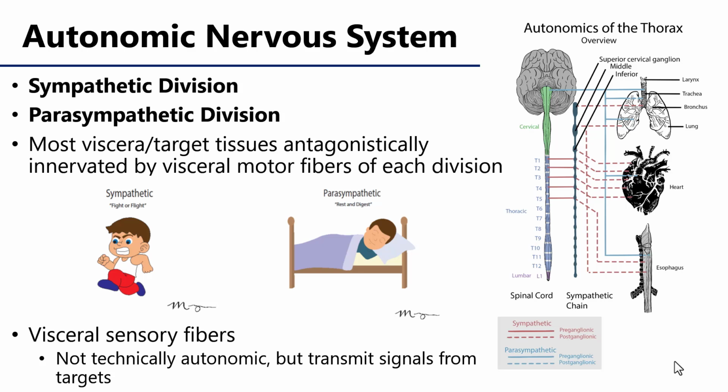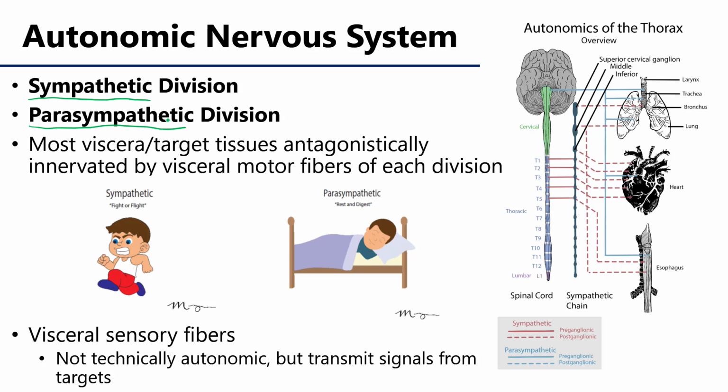Now, this system is rather elegant. There are two basic divisions, the sympathetic division and the parasympathetic division of the autonomic nervous system. The targets of the ANS are nearly all antagonistically innervated by the sympathetic and parasympathetic divisions. So for instance, the sympathetic division may increase heart rate, and the parasympathetic division may decrease heart rate.